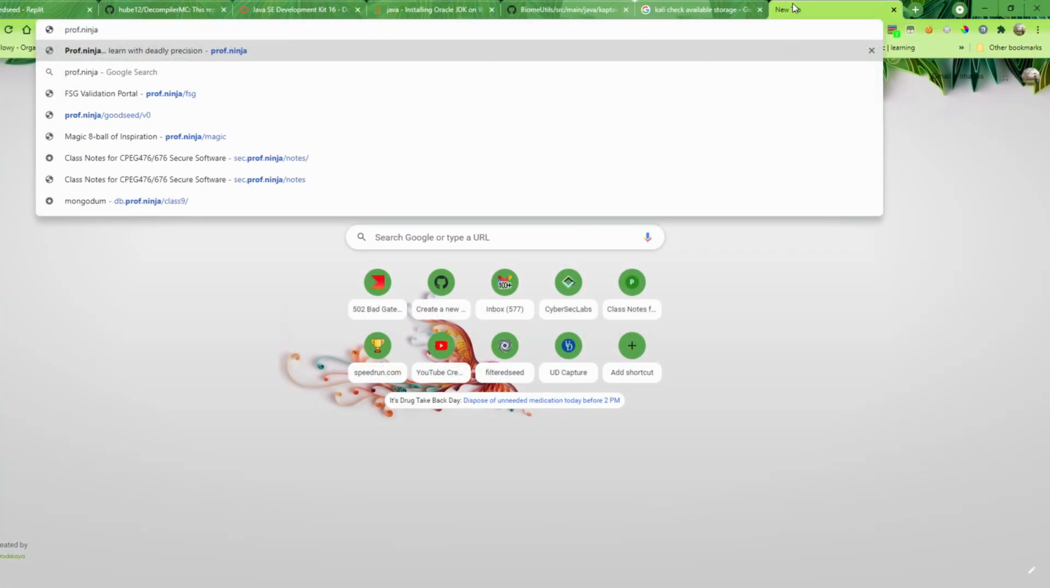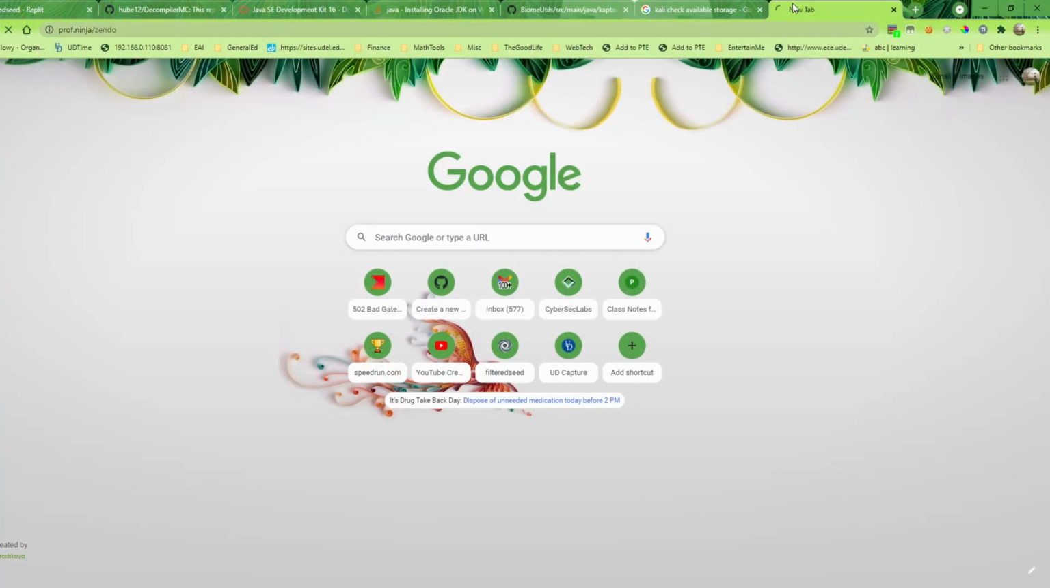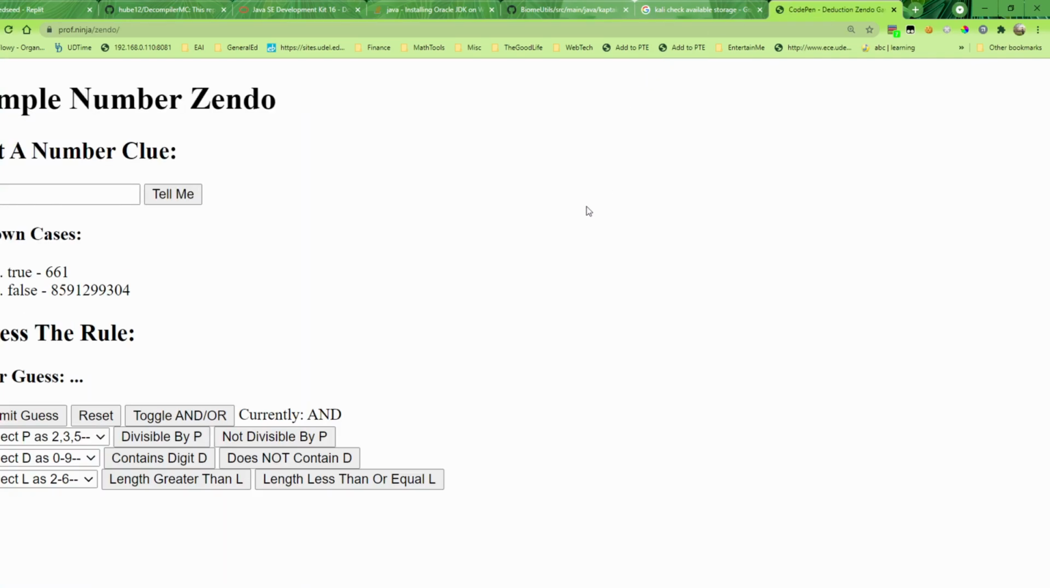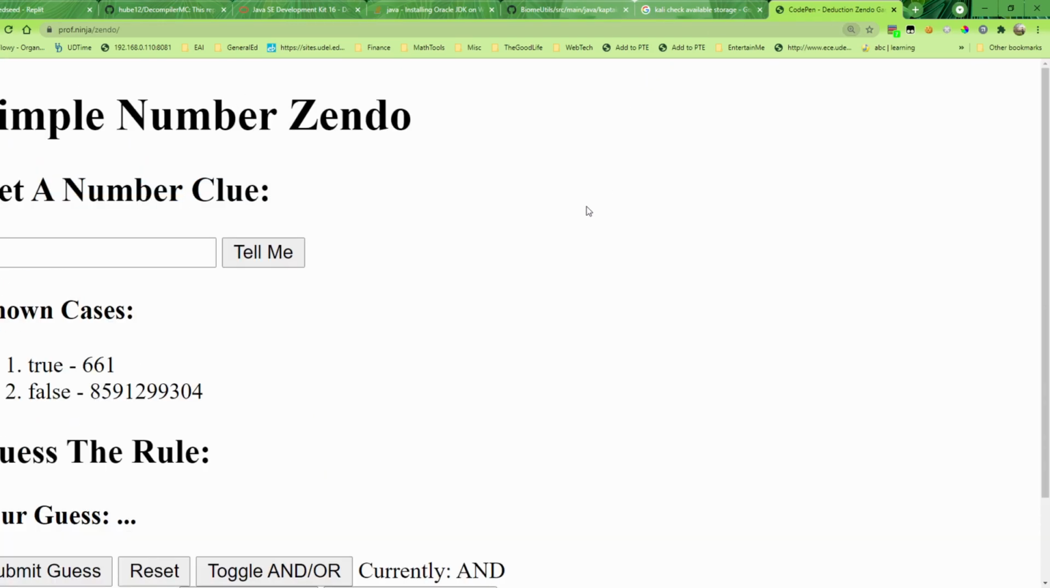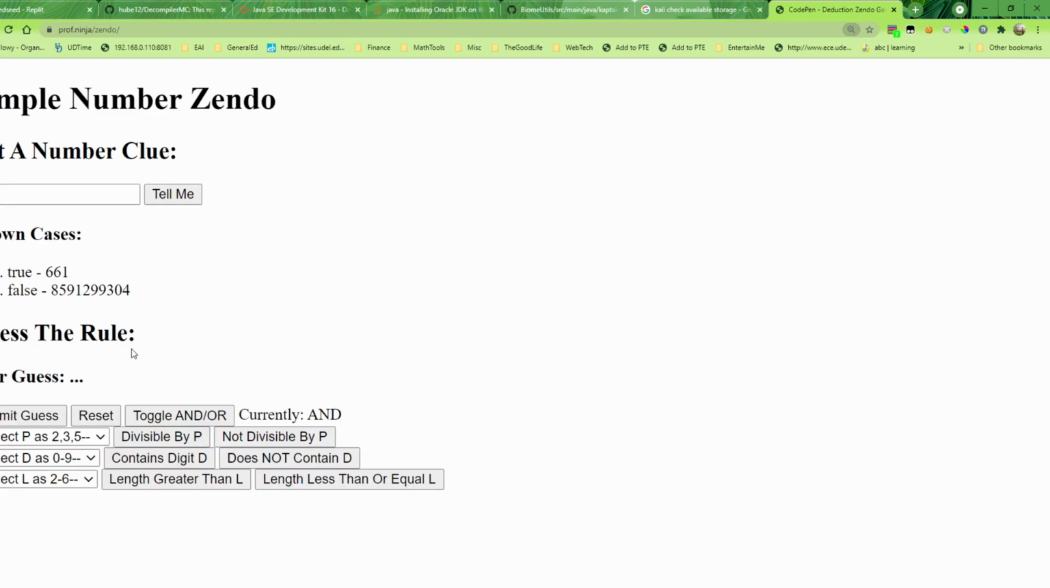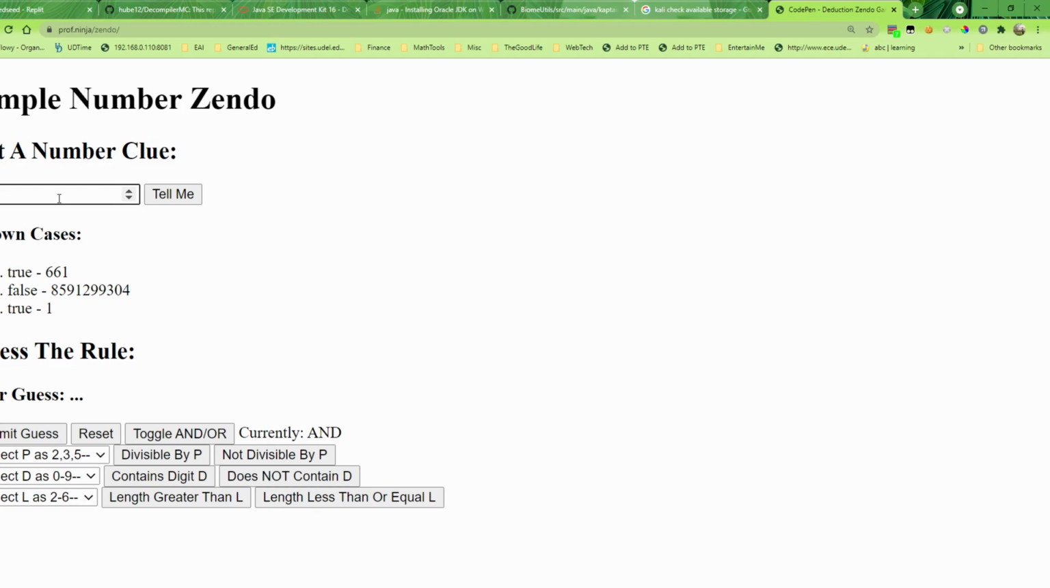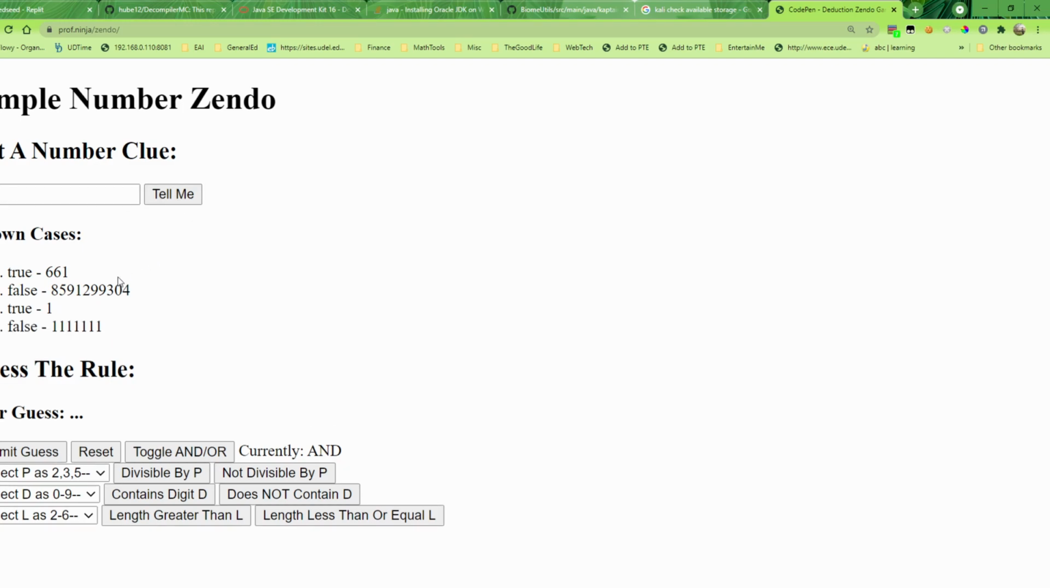Let's play Zendo. Prof.ninja/Zendo, I think. Okay, all right. Here we go. Let's play some Zendo. So your job is to discover the Buddha nature. This number, 661, has the Buddha nature. And this number, 85912999304, does not have the Buddha nature. Now, we can tell it a number, and it will tell us whether or not it has the Buddha nature. So 1 does, and this one does not.